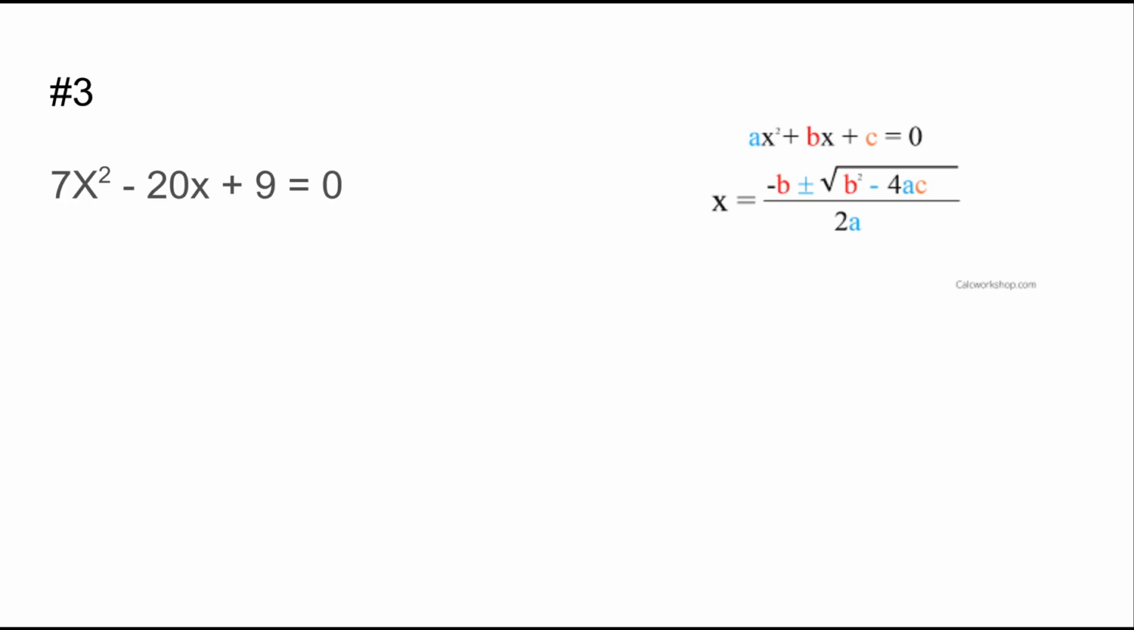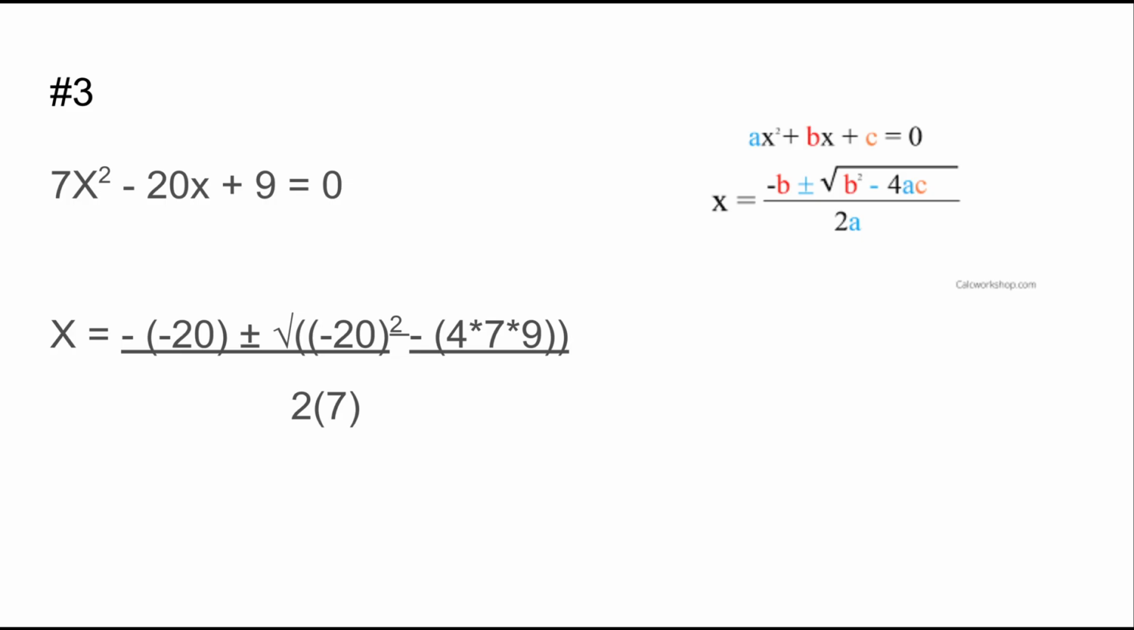Number 3, 7x squared minus 20x plus 9. Our b is negative 20, so let's put it into our formula. x is equal to negative 20 plus the square root of negative 20 squared minus 4 times 7 times 9, enter, divided by 14 equals 2.30. Let's do it again, subtracting.